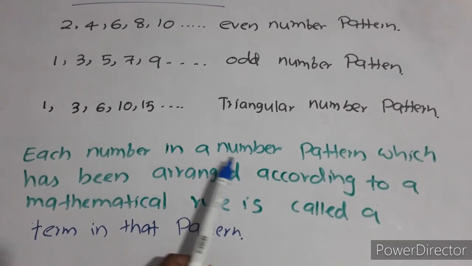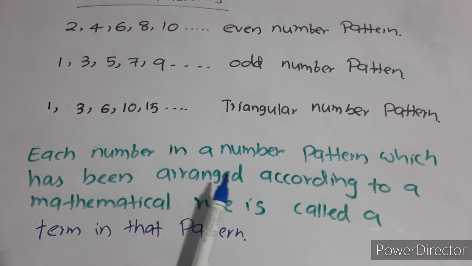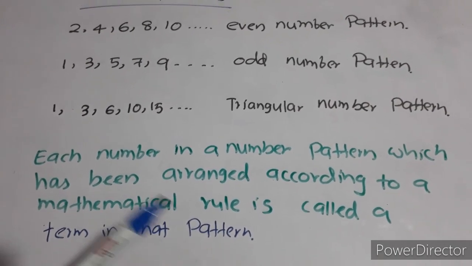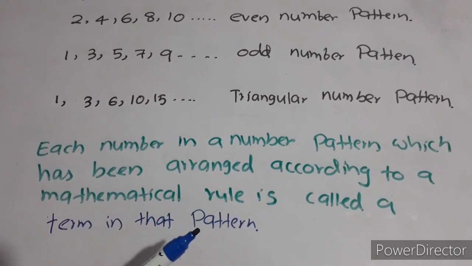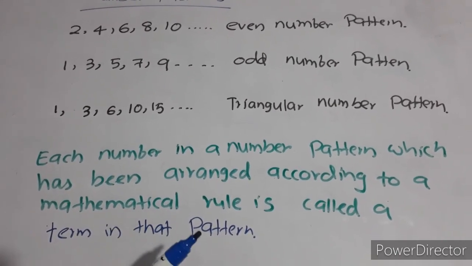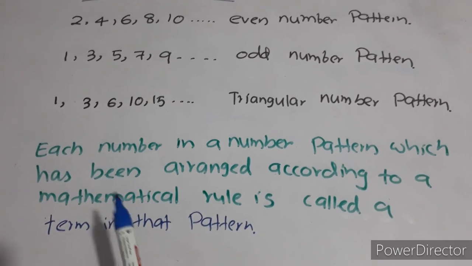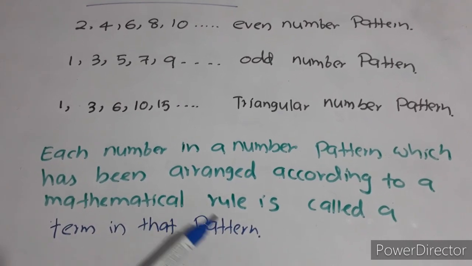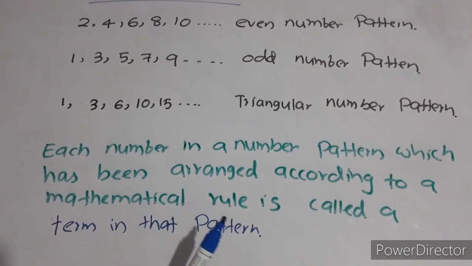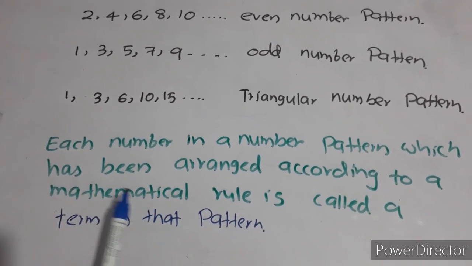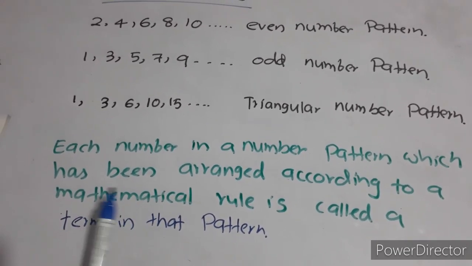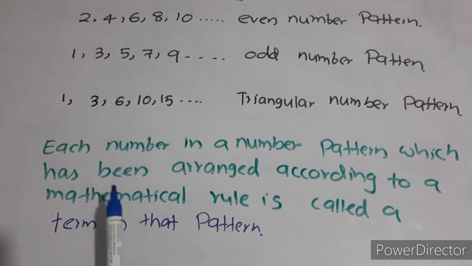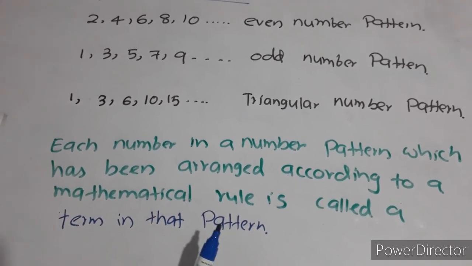Each number in a number pattern has been arranged according to a mathematical rule. There should be a mathematical rule for that number pattern. It may be an even number pattern, an odd number pattern, a triangular or square pattern, whatever the numbers, there should be a mathematical rule. So that's what we call a term in that pattern. Each number in a number pattern which has been arranged according to a mathematical rule is called a term in that pattern.